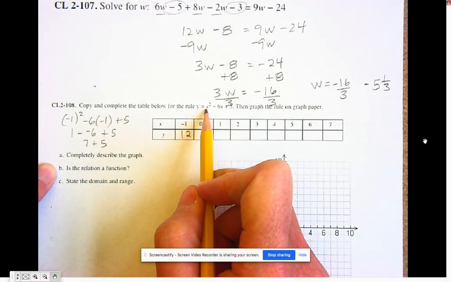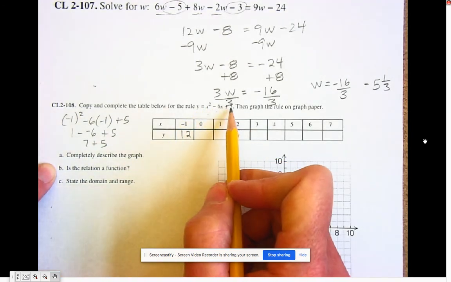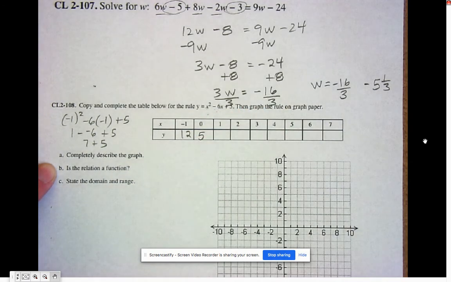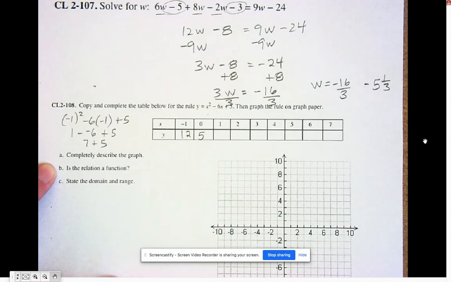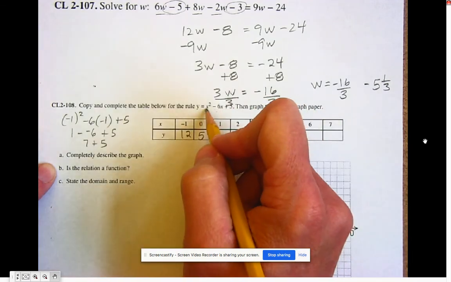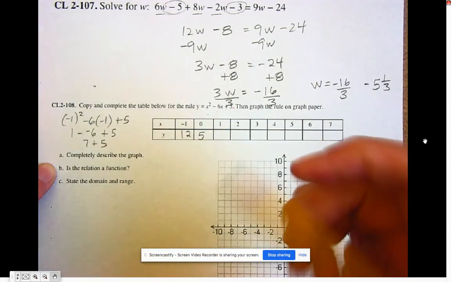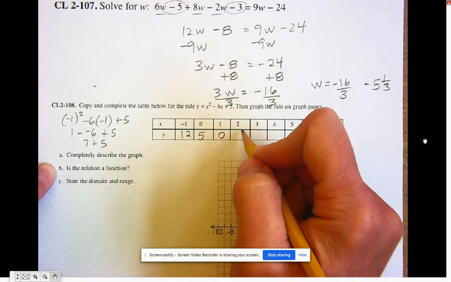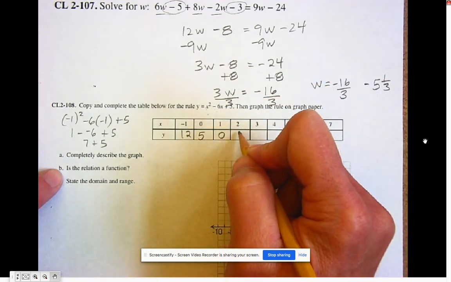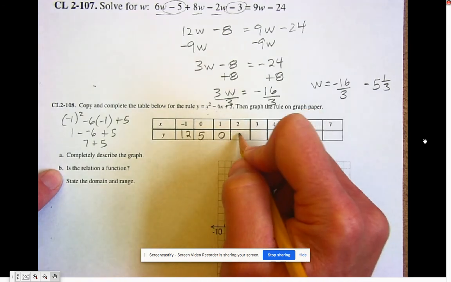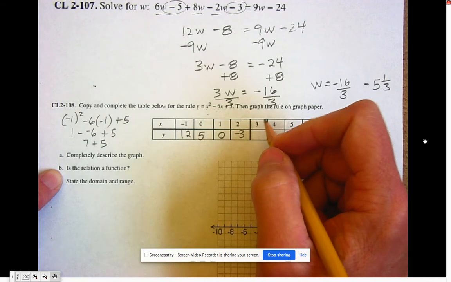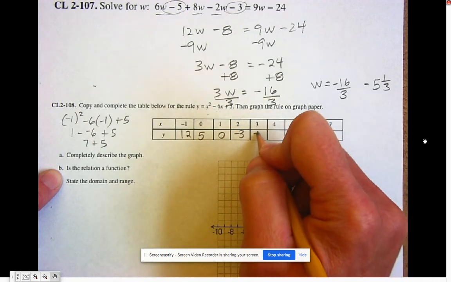Then I'm going to plug 0 in here. 0 squared minus 6 times 0 plus 5 is going to give me 5. Then I'm going to go ahead and plug 1 in there. I should get 1 squared minus 6 times 1 plus 5, which is going to give me 0. 2 squared minus 6 times 2 plus 5 is going to give me negative 3. 3 squared minus 6 times 3 plus 5 is going to give me negative 4.